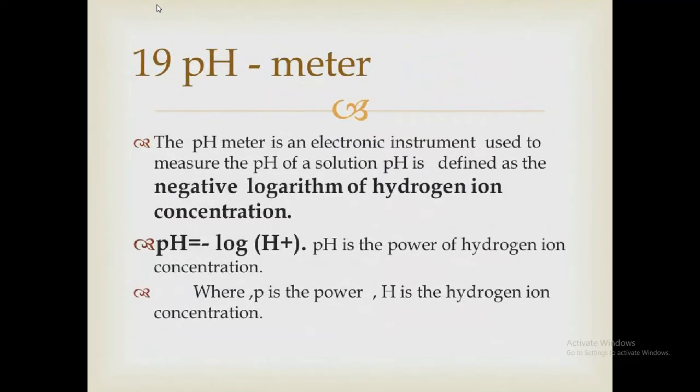pH meter. Now and then, everywhere we are making use of the word pH. So what is a pH meter? A pH meter is an electronic instrument used to measure the pH of a solution, and pH is defined as the negative logarithm of hydrogen ion concentration. It is very important: pH is equal to minus log H plus, that is, the hydrogen ion concentration. pH is the power of hydrogen ion concentration, where P is the power and H is the hydrogen ion concentration.